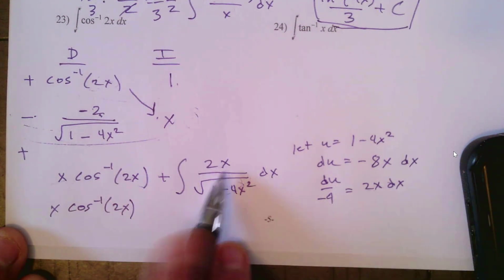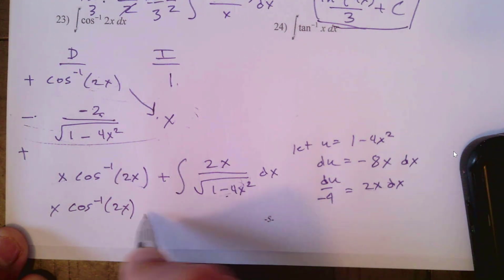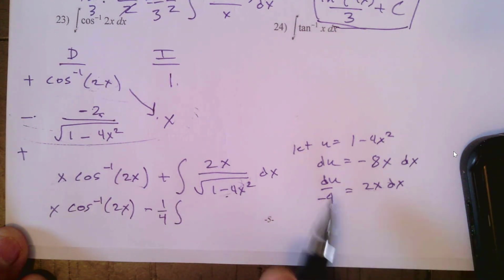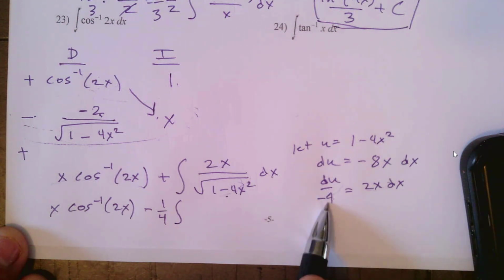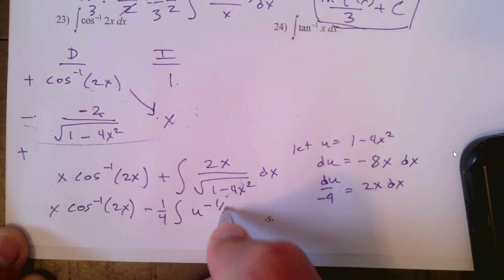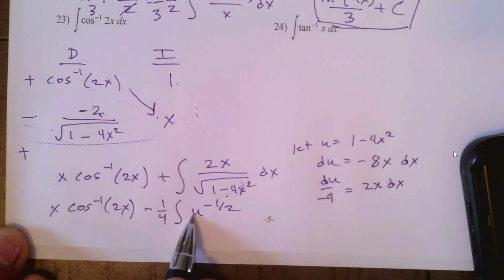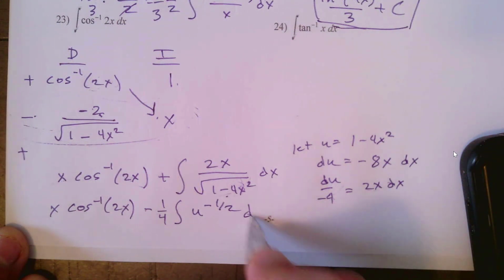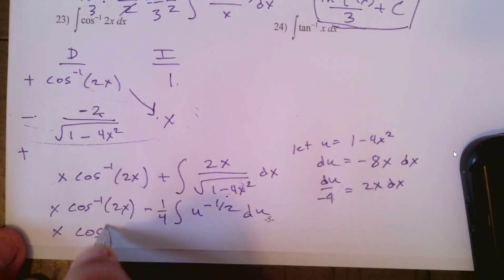Here the integral is going to be 1 over square root of u. So let's just write this out in u form here. So this 2x dx is going to become du over negative 4. We'll pull the negative 1/4 out here. And we're going to have u to the negative 1/2 because this is our u. We're taking the square root of it. It's on the bottom, so it's u to negative 1/2 du. And that can give us our final answer.